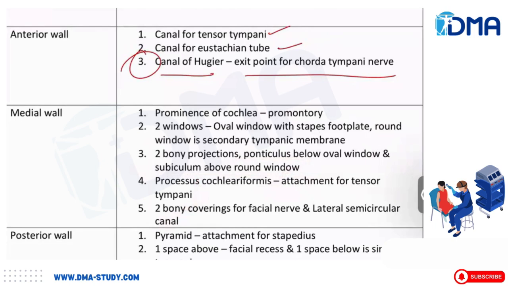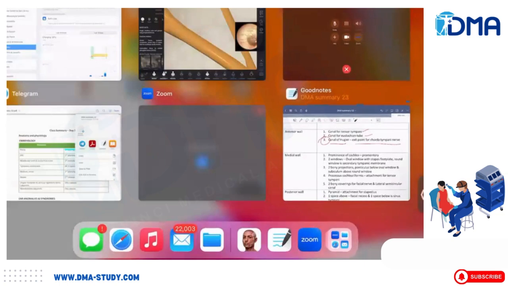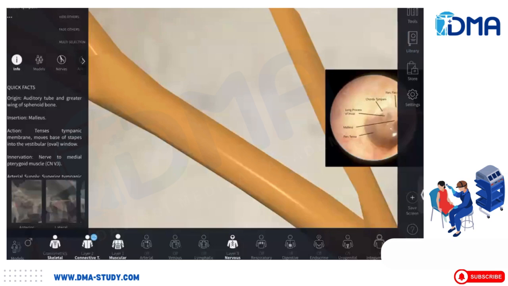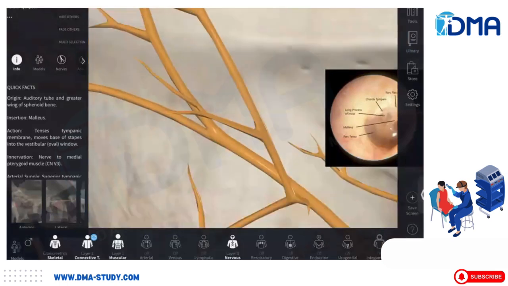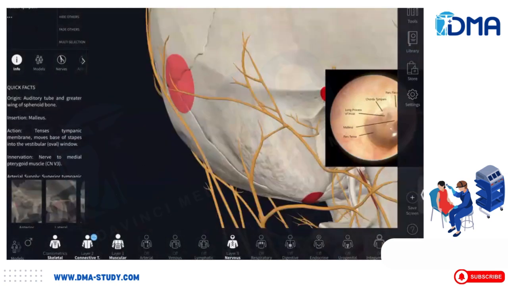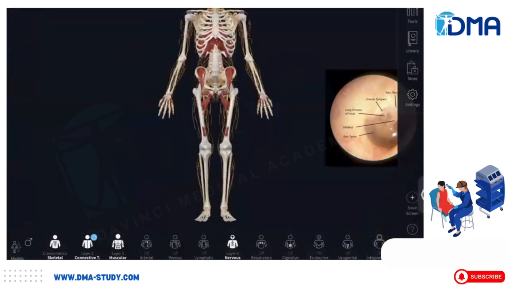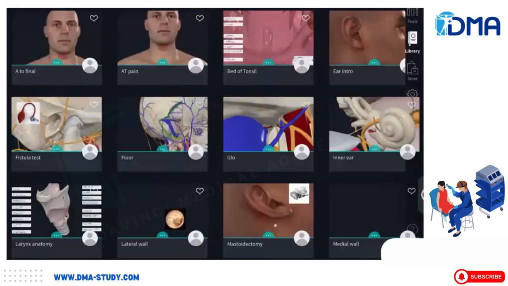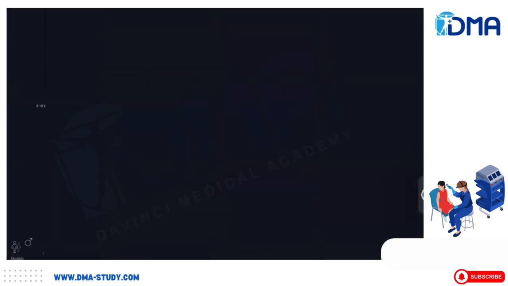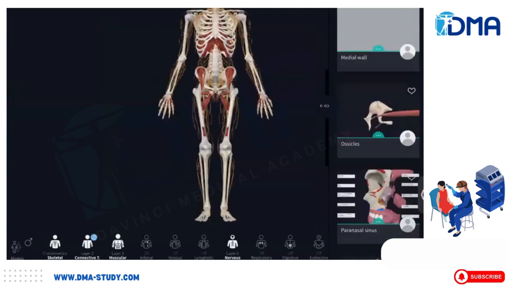Then we have two bony coverings. One is over the facial nerve, another one is over the lateral semicircular canal. Let me show you the structures. If you understand this now, it will be very easy for you. So look at this medial wall of the middle ear. This medial wall of the middle ear is very important.